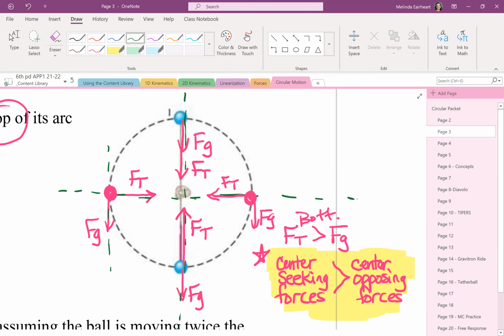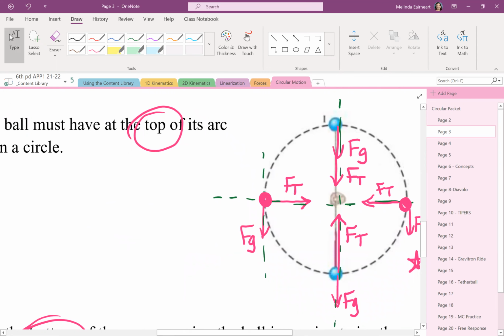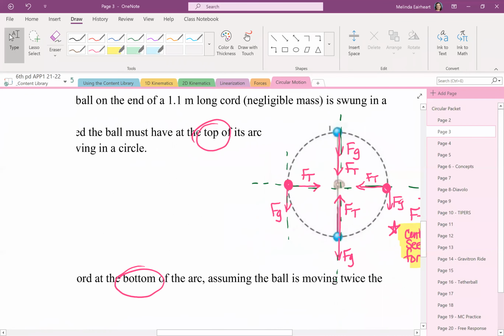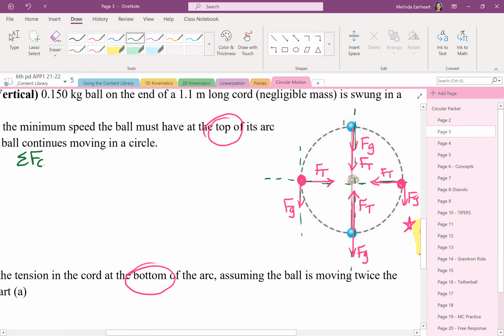Diagrams, check. Step 2. Step 2, after a diagram, F-net statement. And so A talks about the top. Now, by the way, not all problems will say minimum speed at the top. You have to know the problem, ball and string here, okay? Gravity's gonna slow it down at the top, okay? So they won't always tell you the top, but here they do. And so we're gonna write an F-net statement for centripetal motion at the top.